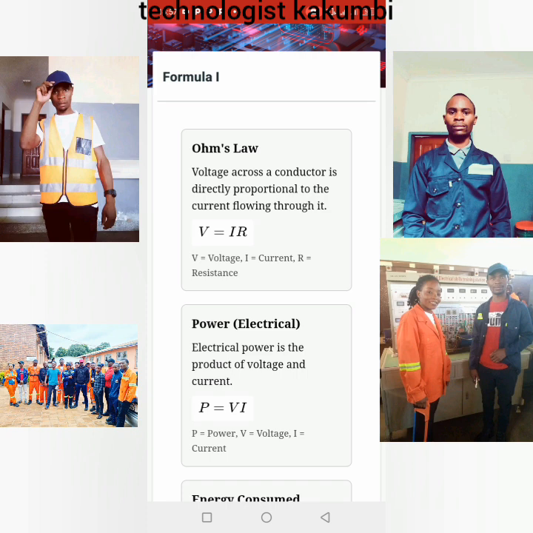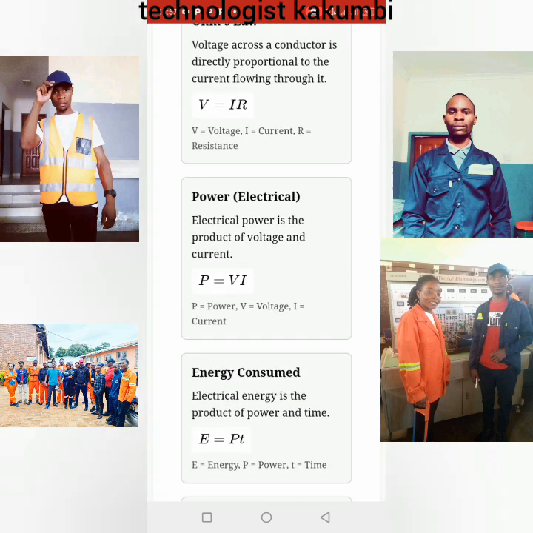So Ohm's law states that the voltage across a conductor is directly proportional to the current flowing through it, which simply means wherever you see V, we are talking about voltage, I, current, R, we're talking about resistance. Be familiar with this because you'll be dealing with these things until you complete this field.